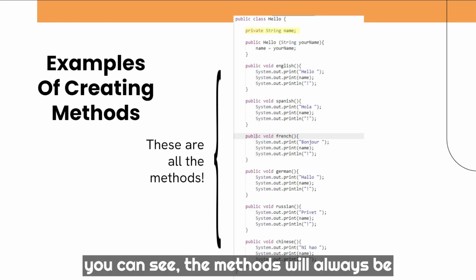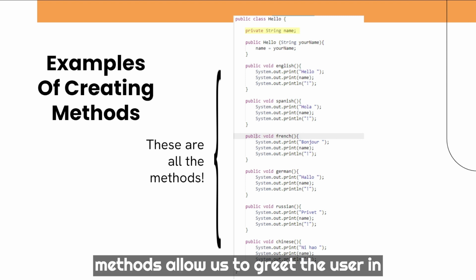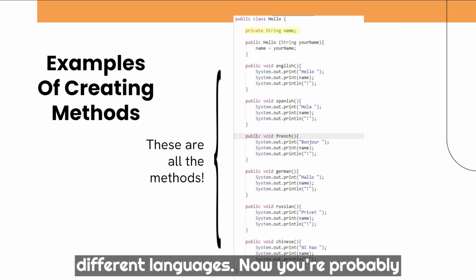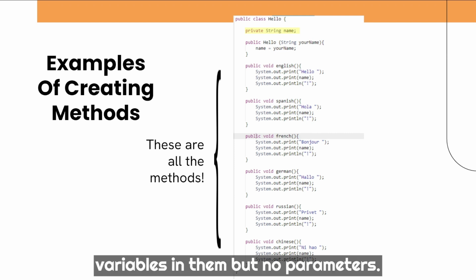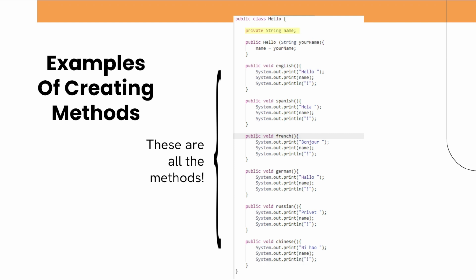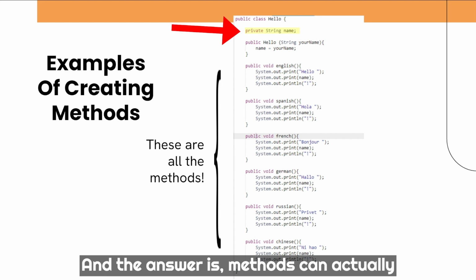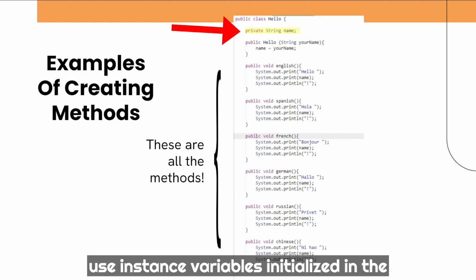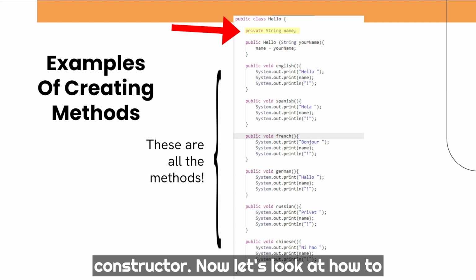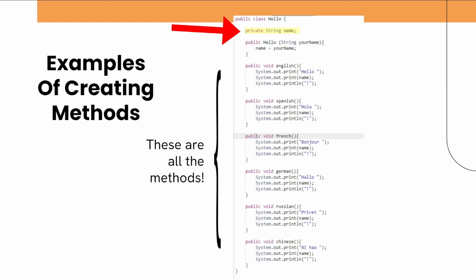As you can see, the methods will always be below the constructor. In this case, the methods allow us to greet the user in different languages. Now, you're probably wondering, how can the methods have variables in them but no parameters? And the answer is, methods can actually use instance variables initialized in the constructor. Now, let's look at how to call these methods.